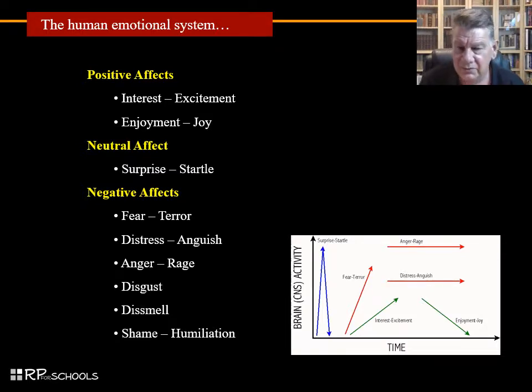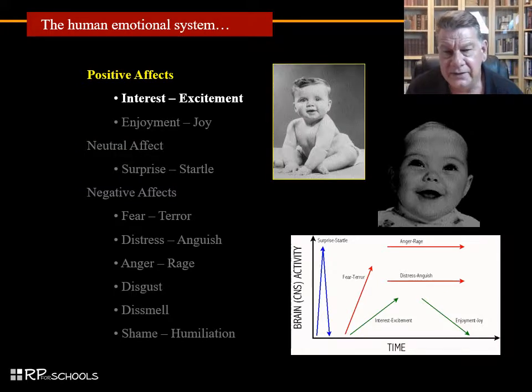The main trigger for interest, excitement is novelty, things that we haven't encountered before. So for our students, we would hope that our classrooms are full of interest, excitement. As they're hearing about new things, their central nervous system activity increases. Once they feel they understand it, it drops off. So you have interest, excitement as you're hearing about it, and then enjoyment or contentment once they feel they understand it.